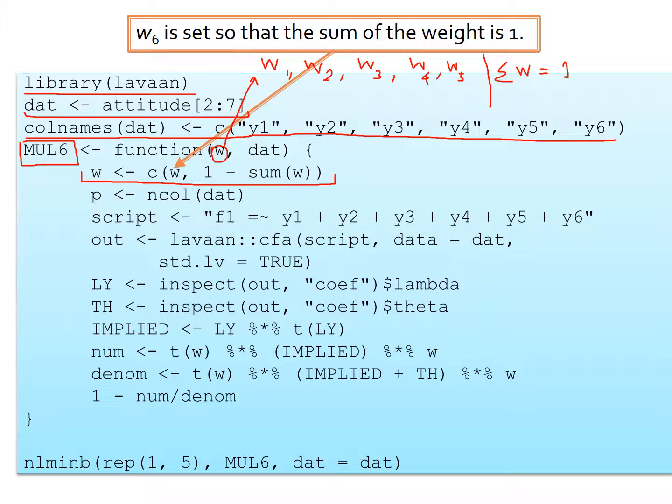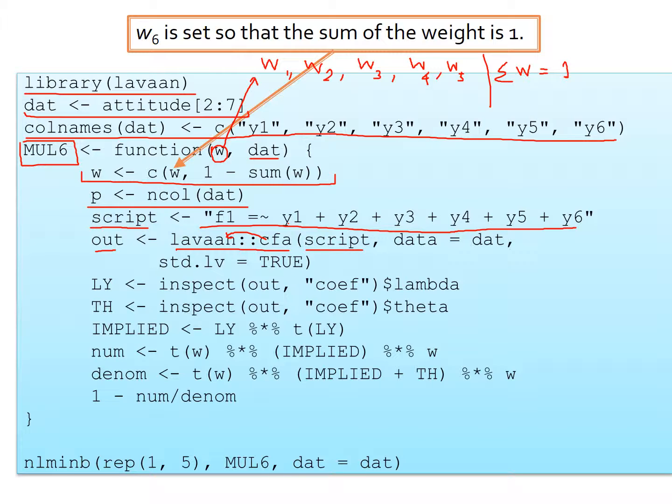So if we know weight 1 to weight 5, weight 6 can be calculated based on the fact that the sum of w is 1. p equals the number of columns in the data set, and we provide that data set. That would be 6 right now, and the script is okay. The factor is measured by y1 to y6, and I call the cfa function from the lavaan package.